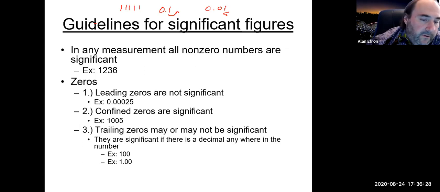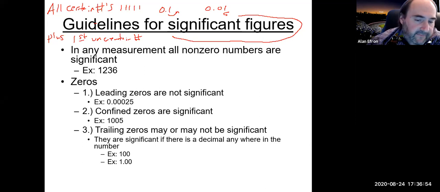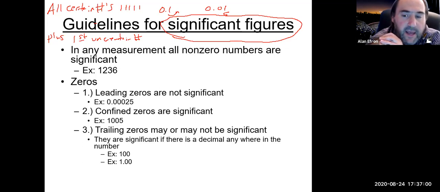And when we record a measurement, we always record all the certain numbers plus the first uncertain number. What that means is that is essentially the significant figures. Significant figures is when you have a measurement and you record all those certain numbers plus the first uncertain number. The uncertainty in a measurement lies in the last significant figure.